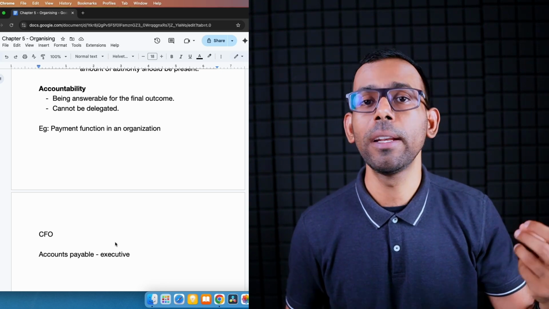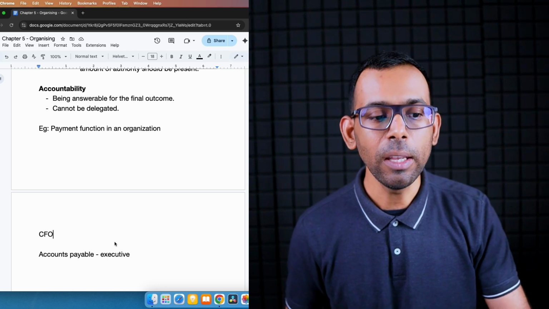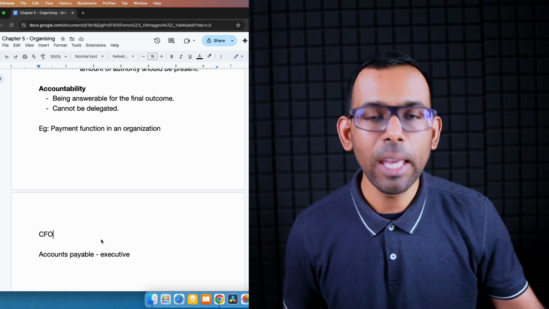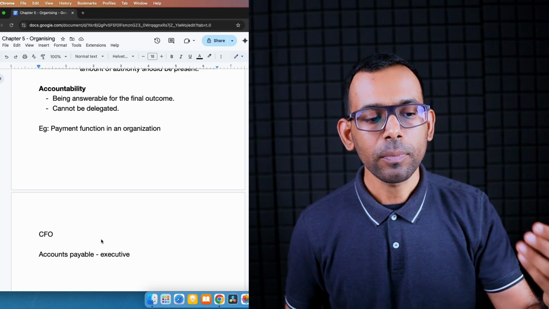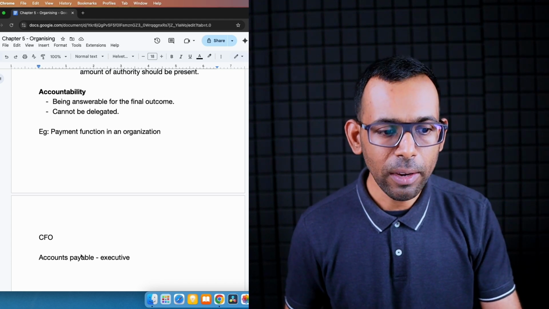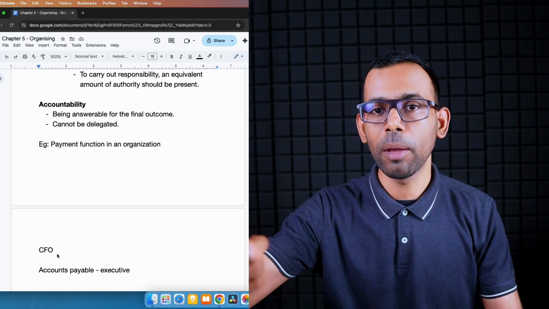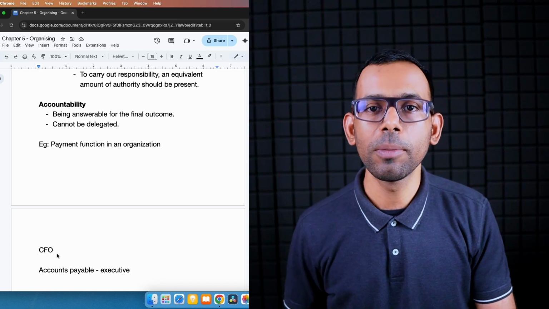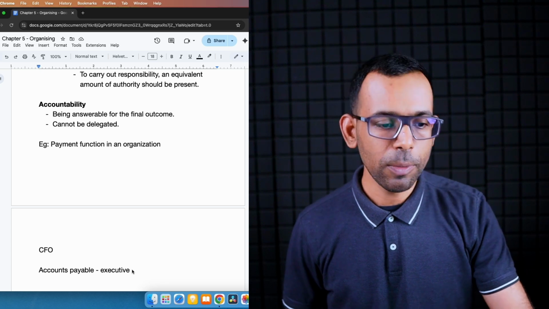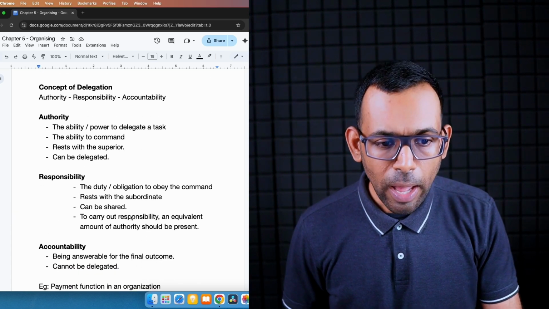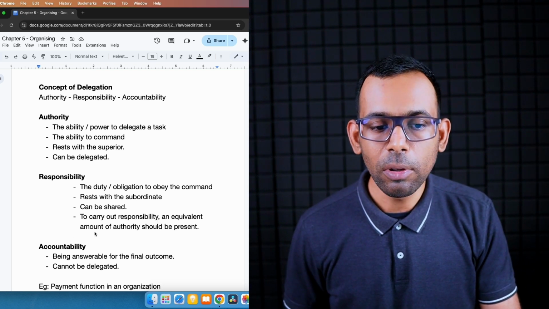It is supposed to be originally done by the CFO because the CFO has the ultimate responsibility of all financial happenings within the company. But the CFO cannot sit and keep making payments every day for vendors, isn't it? The CFO is an incredibly busy person. So what the CFO can do is hire a person and delegate the authority of being able to make the payment to the accounts payable executive. Now suddenly making payments became the responsibility of the accounts payable executive. Here, to carry out the responsibility of making payment to the vendors, an equivalent amount of authority should be present.